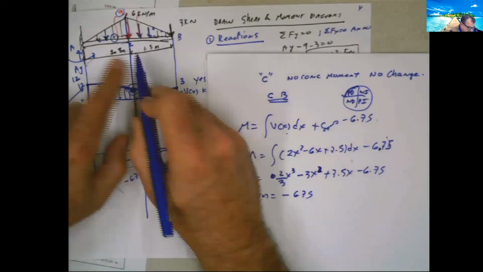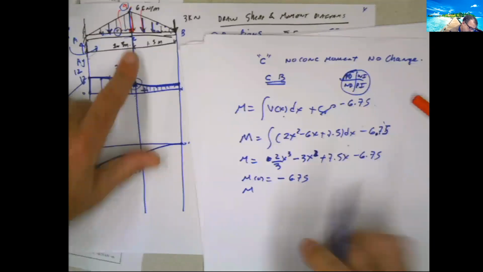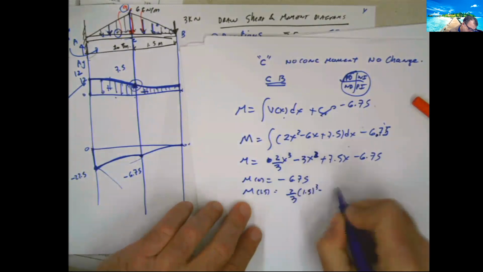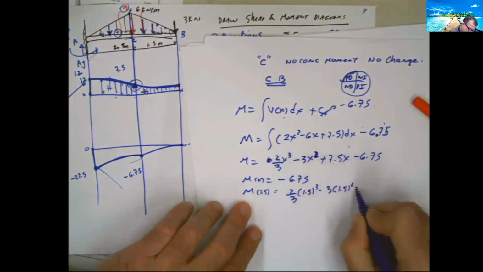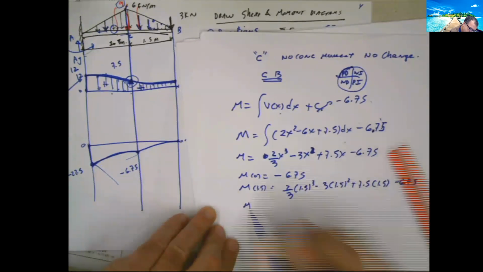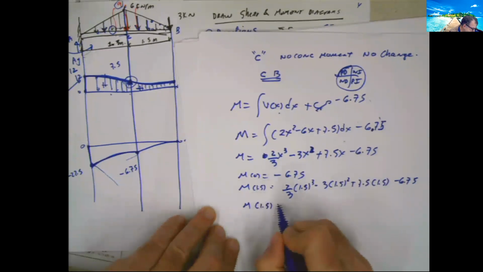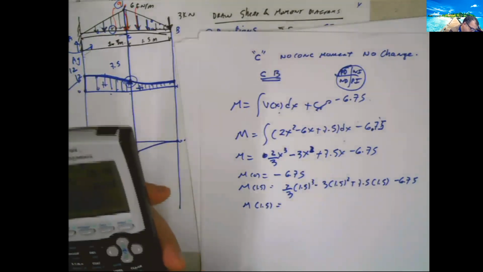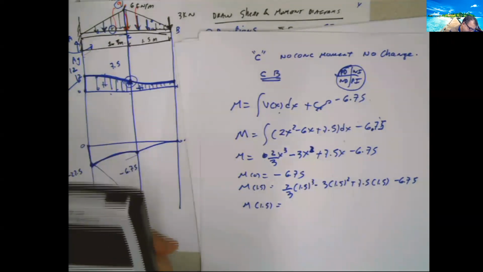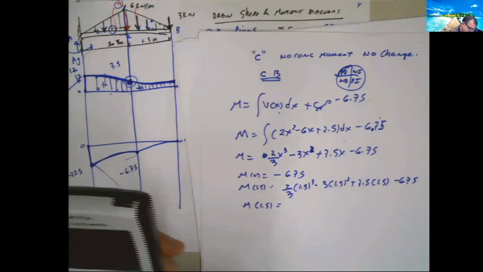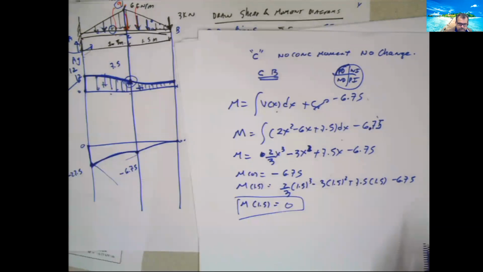And for moment at this length, 1.5, this is going to be 2/3 of 1.5 to the third minus 3 times 1.5 squared plus 7.5 times 1.5 minus 6.75. And if this is not 0, please lie to me and tell me that this is 0. But I don't believe you anyway, so I'm going to do it again. Yes, thank you, Lord. 0.